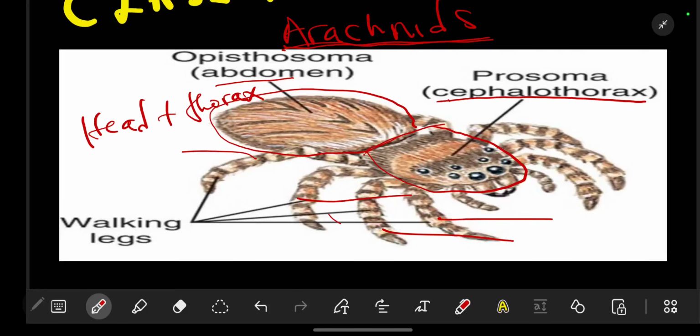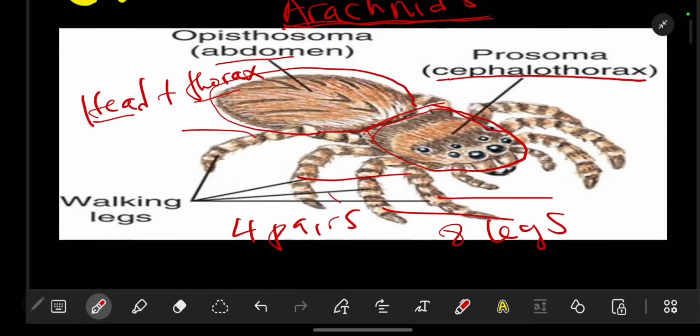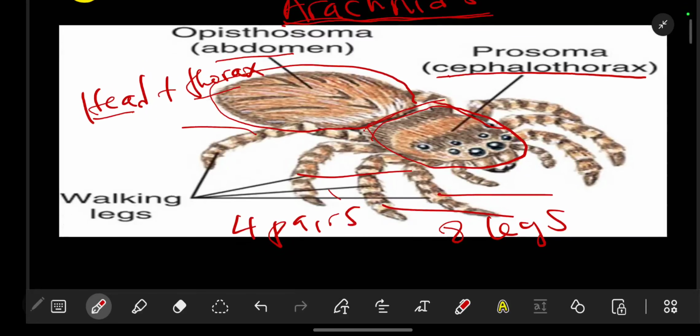So the difference is that insects have got 3 parts. The insects have got the head, the thorax, and the abdomen. But for the arachnids, the head and the thorax are fused together to form the cephalothorax, like that. So that is what you need to know about that. They have 4 pairs of legs, meaning a pair is 2 legs, so they have 8 legs altogether.